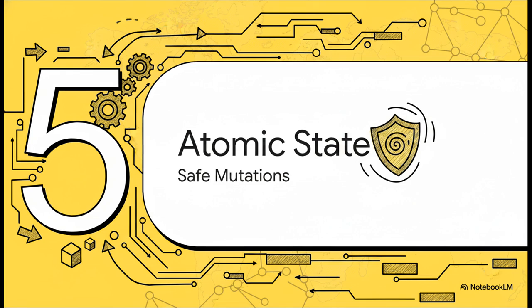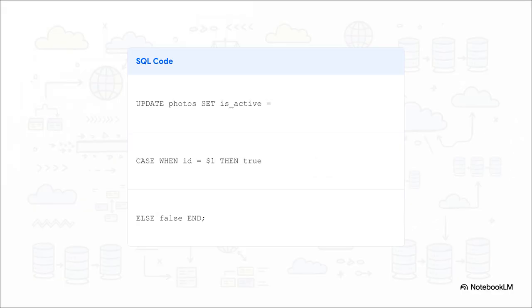Moving on to Part 5, Atomic State and Architecture. So, how do we safely change that state? When you switch your avatar to a new photo, everything has to happen perfectly. For Pillar 6, we use a single atomic SQL statement that does all the heavy lifting. It uses a CASE condition to safely activate the new photo and deactivate the old one at the exact same time. This makes the whole operation atomic and idempotent.